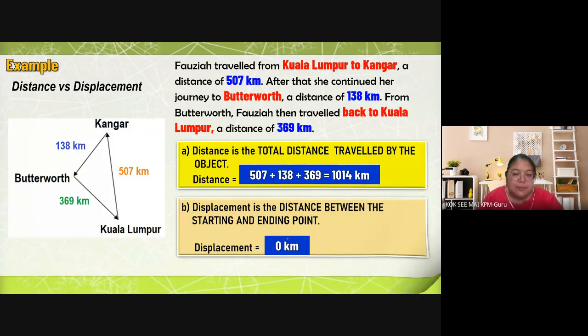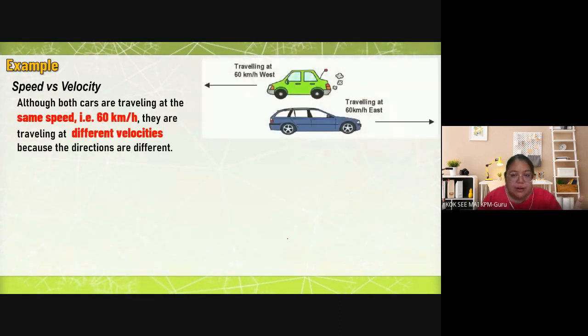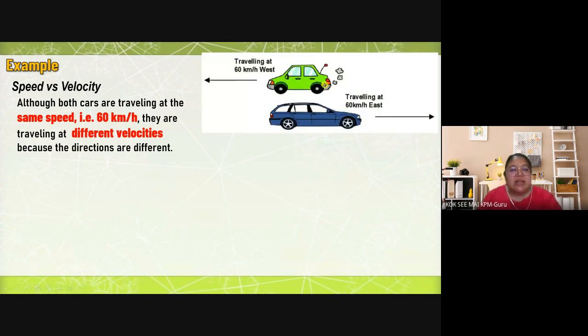Another example is speed and velocity. You see the diagram. The first car, the green car, travels 60 kilometers per hour to the west. The other car, the blue car, travels 60 kilometers per hour to the east. So you tell me, is it the same? If I say speed, the speed is the same, because both are 60 kilometers per hour.